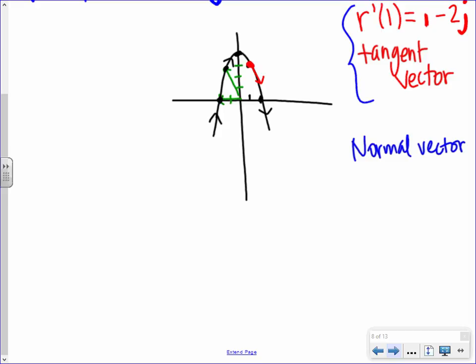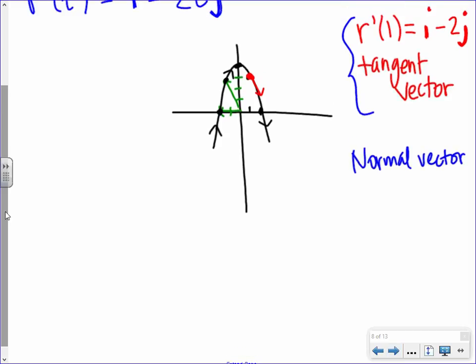Let's think about this. What is the slope? If we look at that vector, when we drew it, we went to the right one and then down 2. So we visualize that as having a slope of negative 2, correct? So the normal vector would have to have a slope of what? Positive 1/2. So a normal vector could be the vector 2, 1, because that would have a slope of positive 1/2. Or it could be the vector negative 2, negative 1, because that would also have a positive slope.